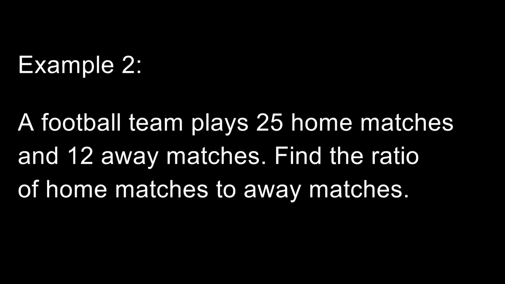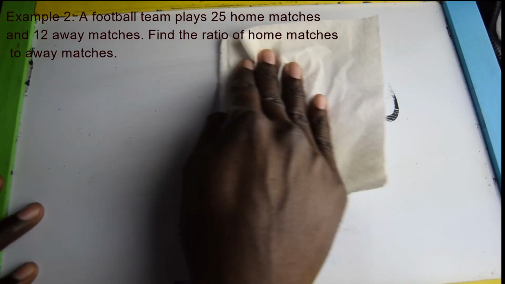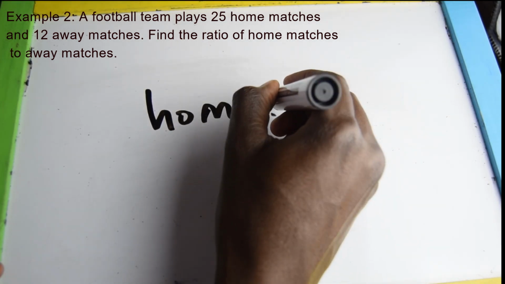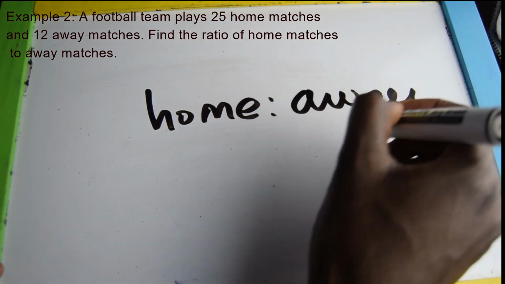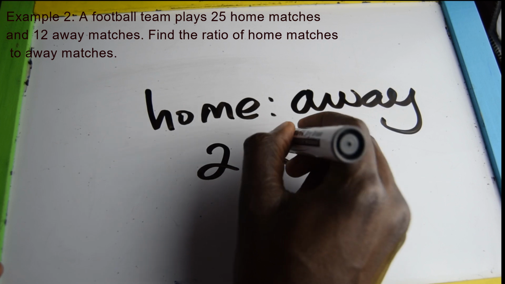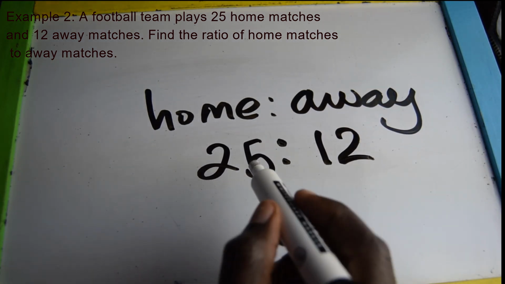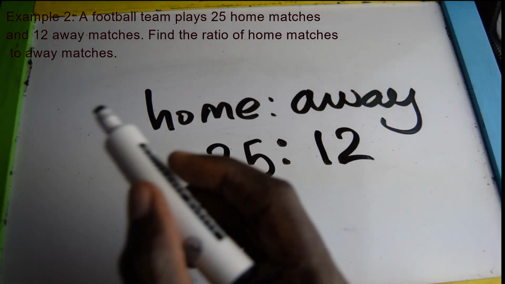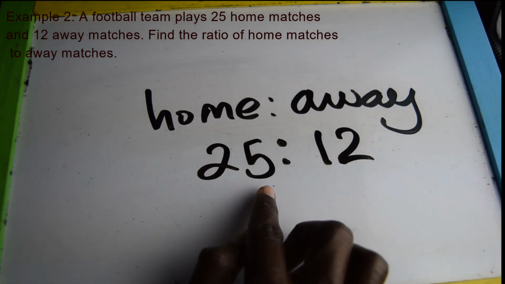A second example: a football team plays 25 home matches and 12 away matches. Find the ratio of home matches to away matches. Same thing: home to away, and we said 25 to 12. Now in this case there's no number that can divide both 25 and 12, so this will be our answer. The answer is 25 to 12.